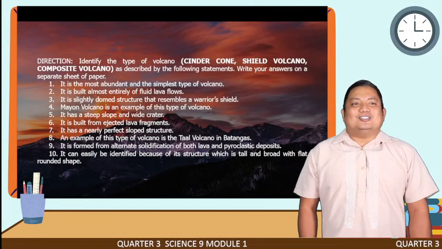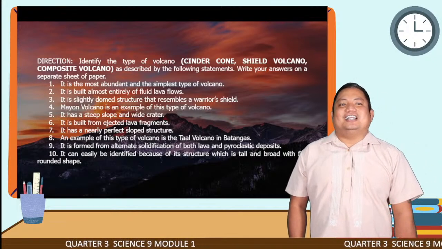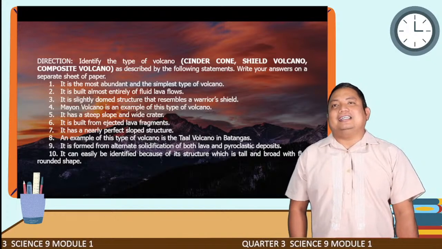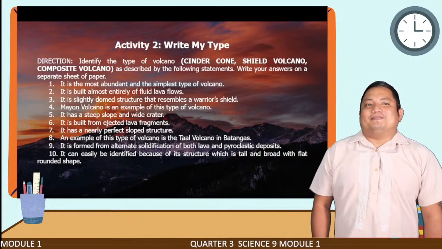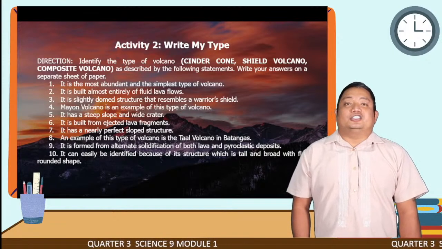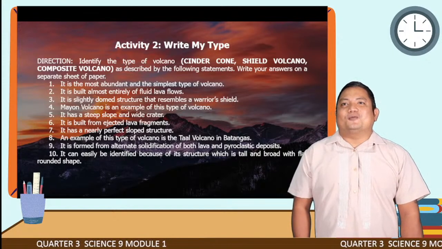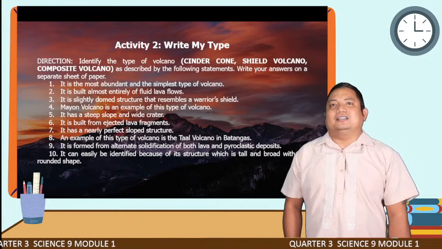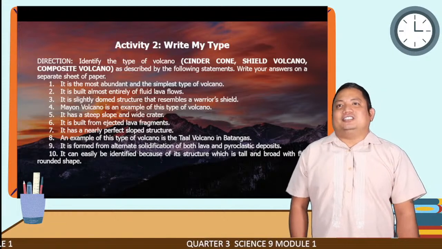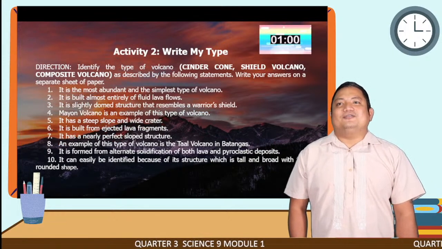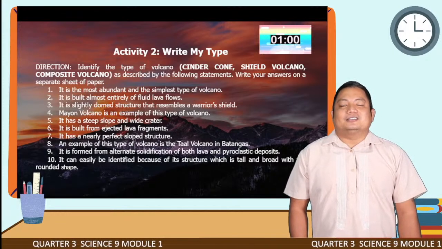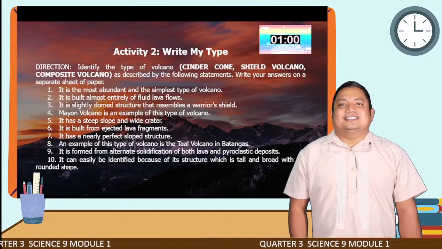It is now time to test again your knowledge after knowing the classification of volcanoes by answering the activity, Write My Type. Identify the type of volcano. It's either cinder cone, shield volcano, or composite volcano as described by the following statements. Write your answers on a sheet of paper. I'll give you 1 minute to answer the activity. Timer starts now.